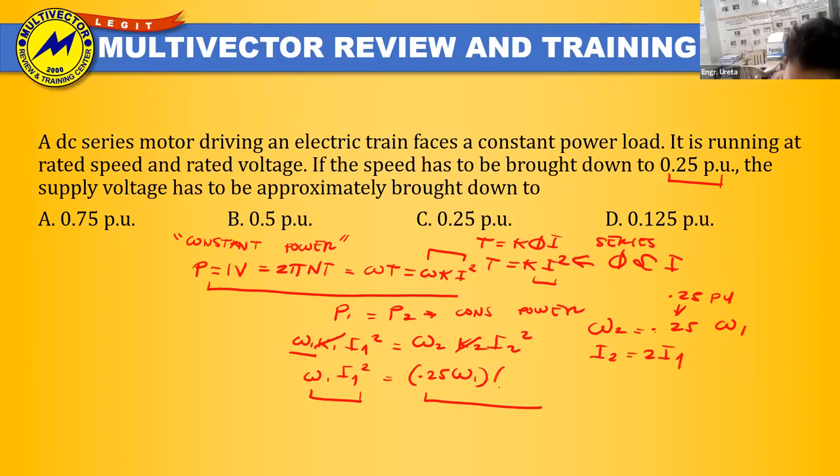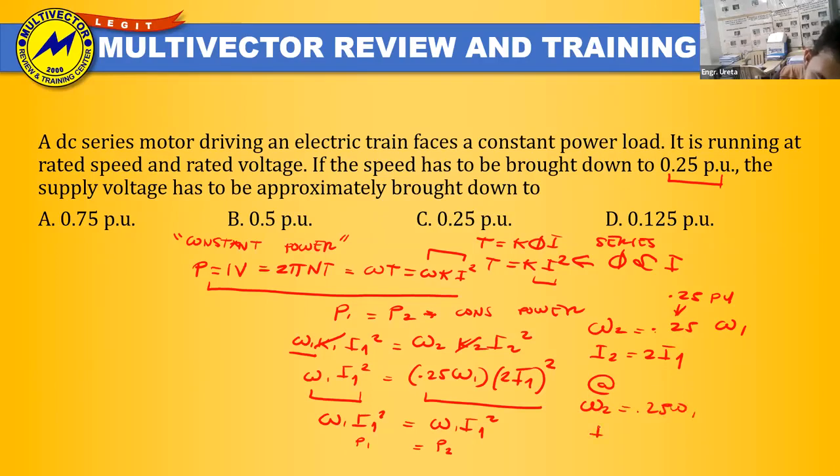Okay? So, pag sinubstitute ko 2I1, ano mangyayari? 0.25 times 2 squared, which is 4, is just equals to 1. Kaya magiging resulting answer pa rin yan, omega 1 I1 squared is just equals to omega 1 I1 squared, which is just equals to P1. Therefore, omega 2, which is 0.25 omega 1, kailangan kong taasan yung current ko ng doble, 2I1, just to maintain the constant power.